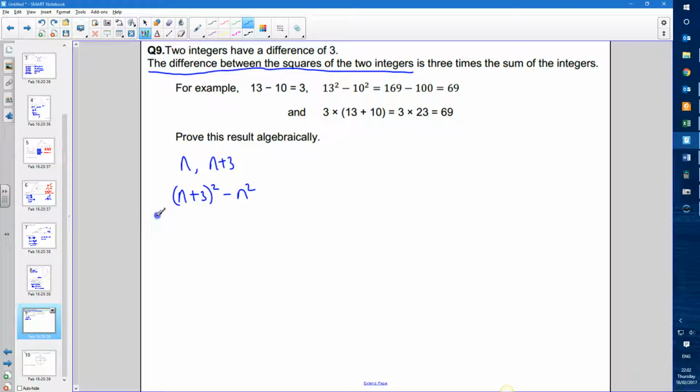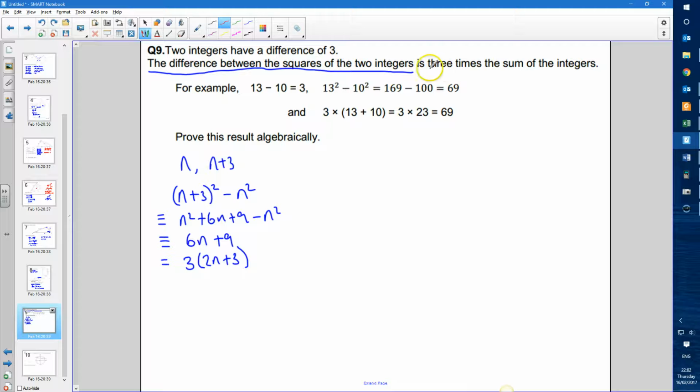Okay, and that's going to be identical to, well, n plus 3 squared is going to be n squared plus 6n plus 9, if I do n plus 3 multiplied by n plus 3, and then I'm going to subtract n squared from that. And if I simplify this, I get 6n plus 9, and that factorizes to 3 times 2n plus 3. Okay, so that's going to be the difference between the two squares of the integers.